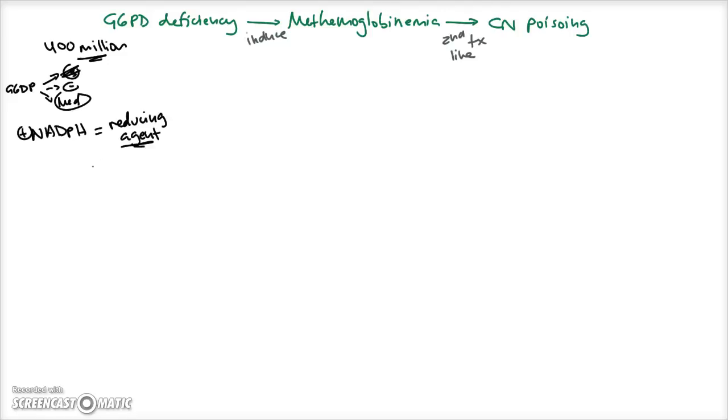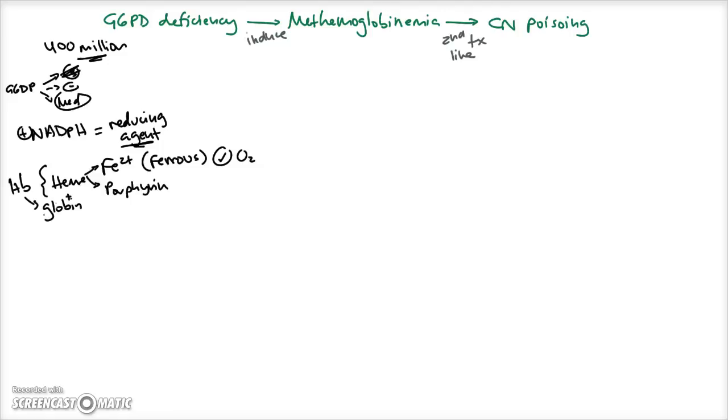Now, why does it matter that we have this reducing agent around? It's because we need to keep the iron that is attached to heme in the reduced form, which is the ferrous form, because the ferrous form can bind oxygen. But heme also has the porphyrin ring, and this is part of the hemoglobin, which also has that globin chain, right? Anyway, so we need to keep iron in the form that can bind oxygen, which is the ferrous form.